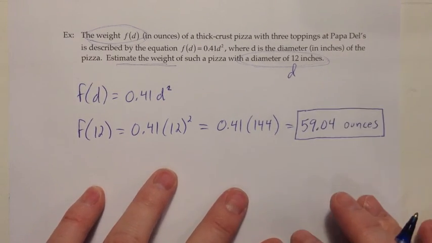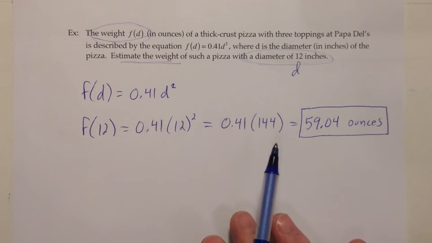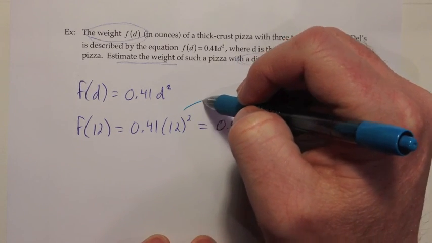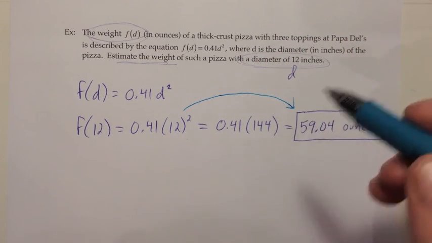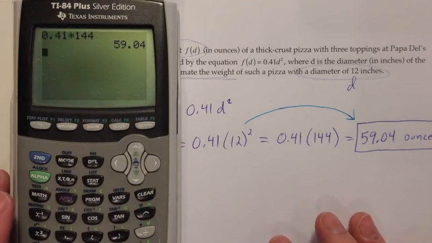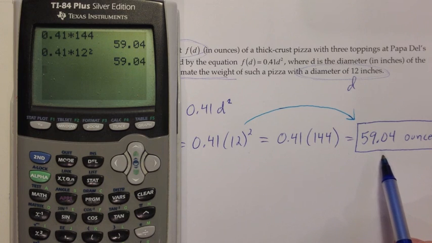I'm just going to go ahead and mention one other quick thing on this. Once you plug in the 12 into the function and you get to this point, it wouldn't bother me at all if you went to the calculator right then and jumped across to the answer. So let me just go ahead and show you what that would look like if you chose to do that. You do the 0.41 and then times 12 and then just raise that to the second power, and that'll take you straight over to your 59.04.